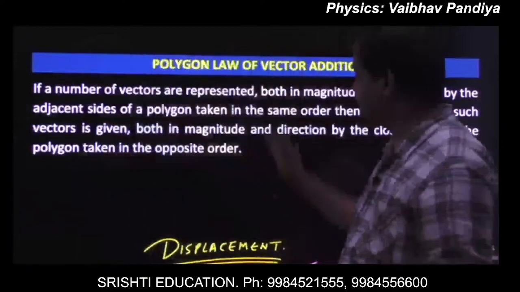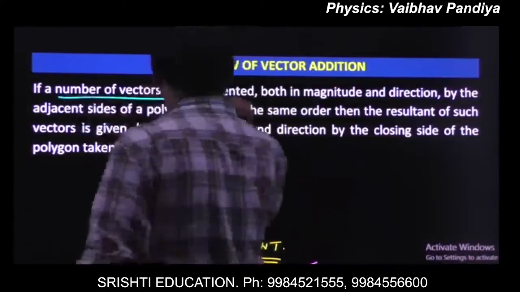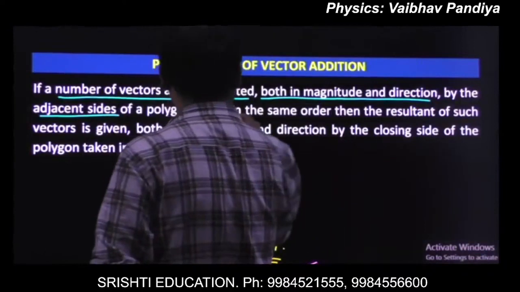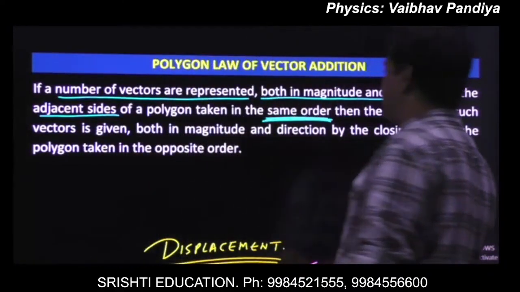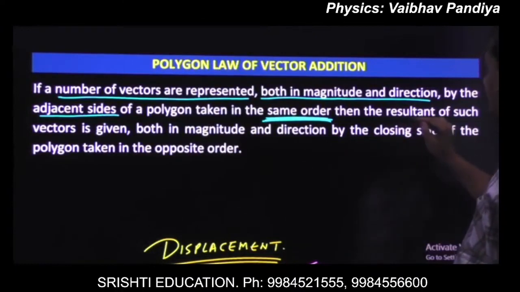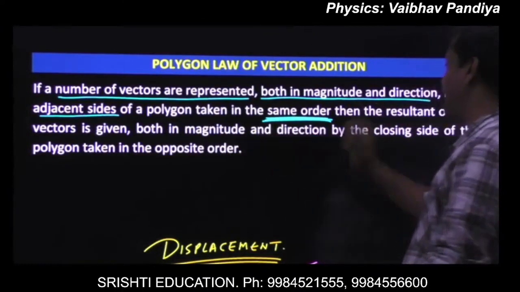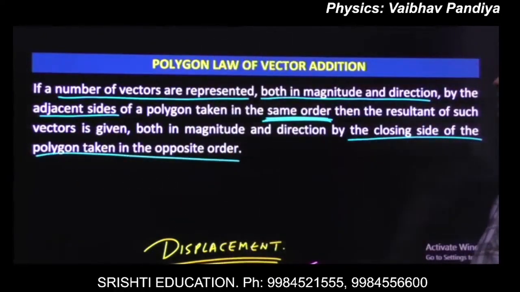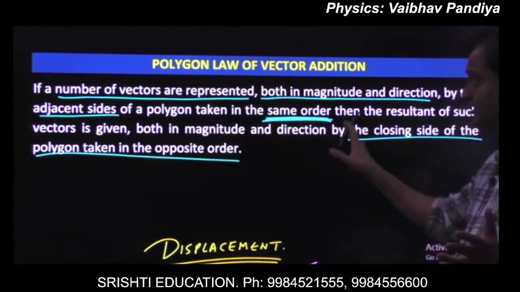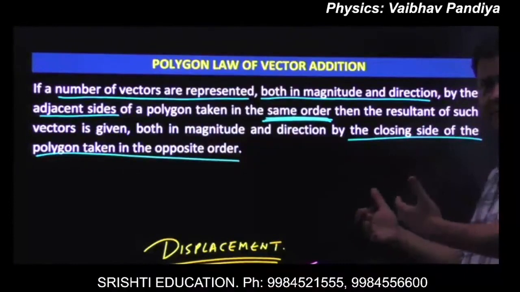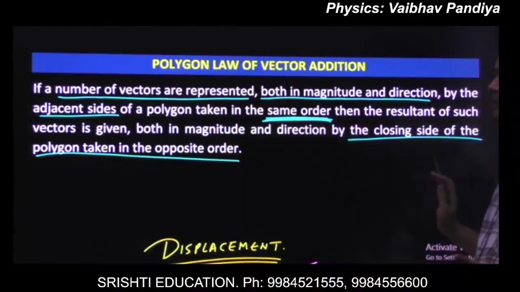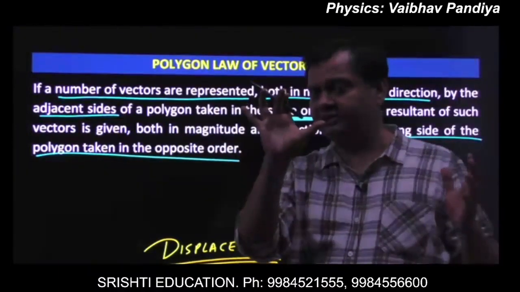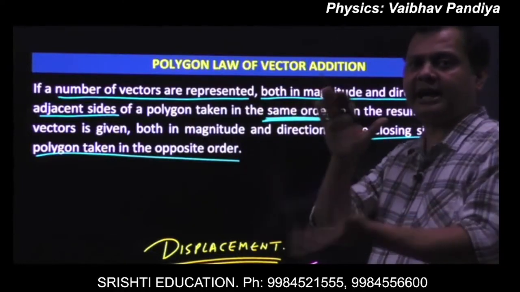If a number of vectors are represented, both in magnitude and direction, by the adjacent sides of the polygon taken in the same order, then the resultant of such vectors is given both in magnitude and direction by the closing side of the polygon taken in the opposite order. And the sides are giving you both the magnitude as well as the direction. We will see its mathematical interpretation very soon. Magnitude we have seen means the length of the vector, and direction means the orientation, the angle of the vector.